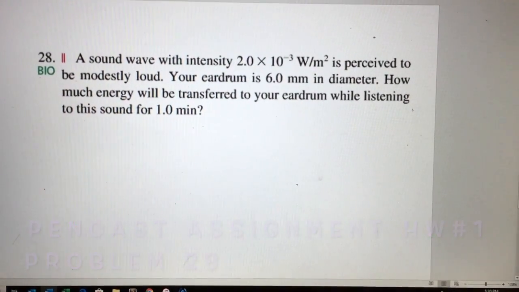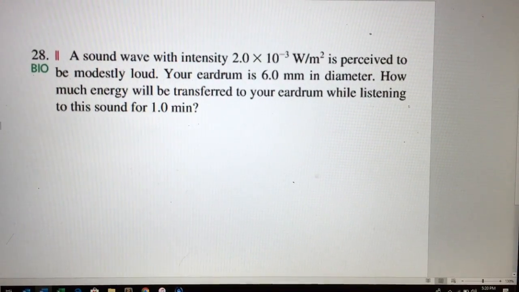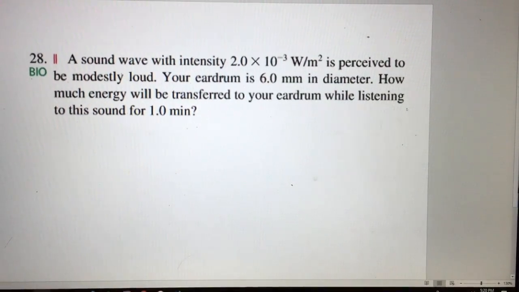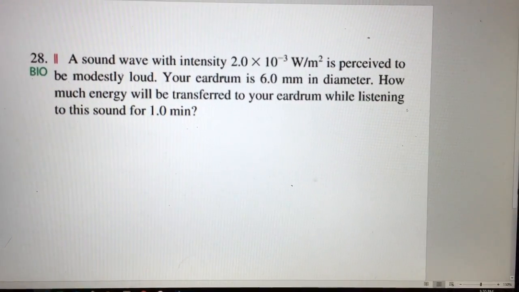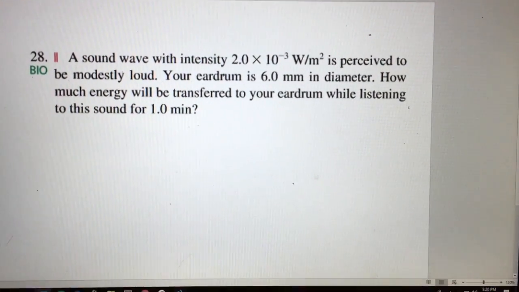A sound wave with intensity 2 times 10 to the negative third watts per meter squared is perceived to be modestly loud. Your eardrum is 6 millimeters in diameter. How much energy will be transferred to your eardrum while listening to this sound for 1 minute?